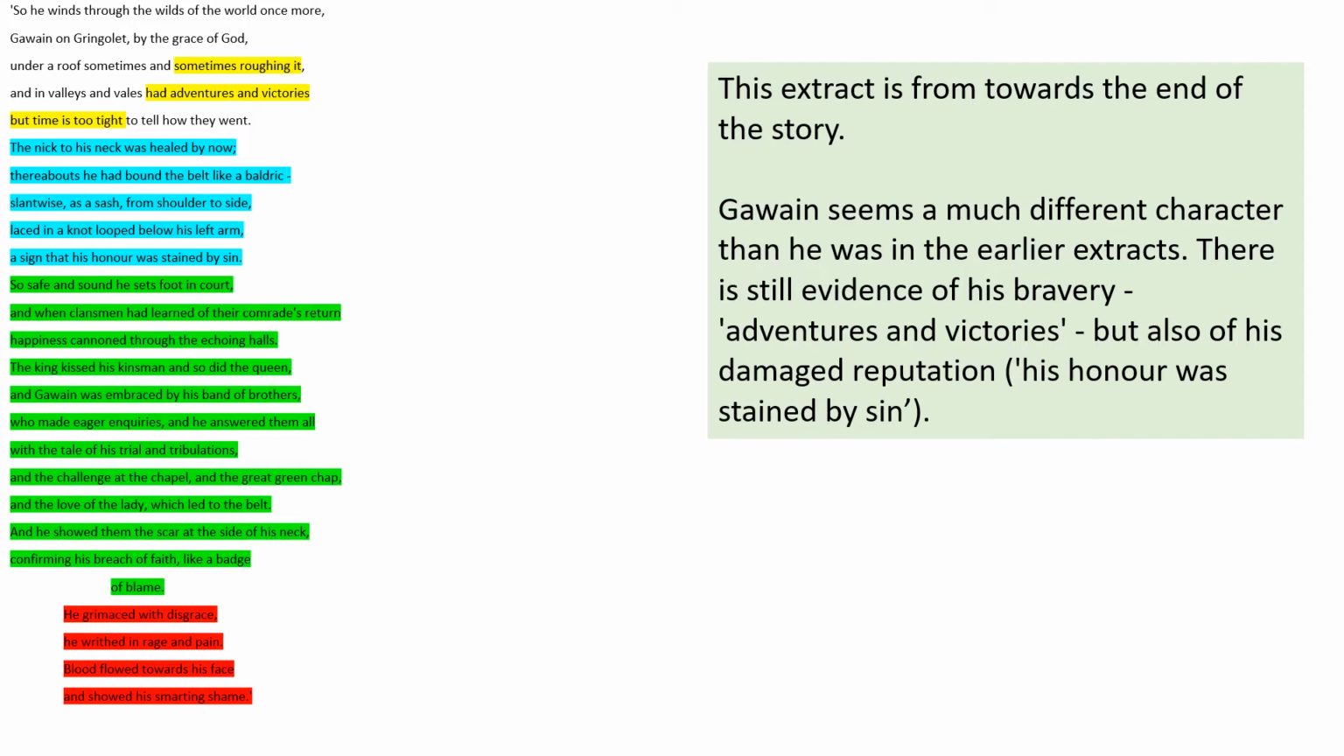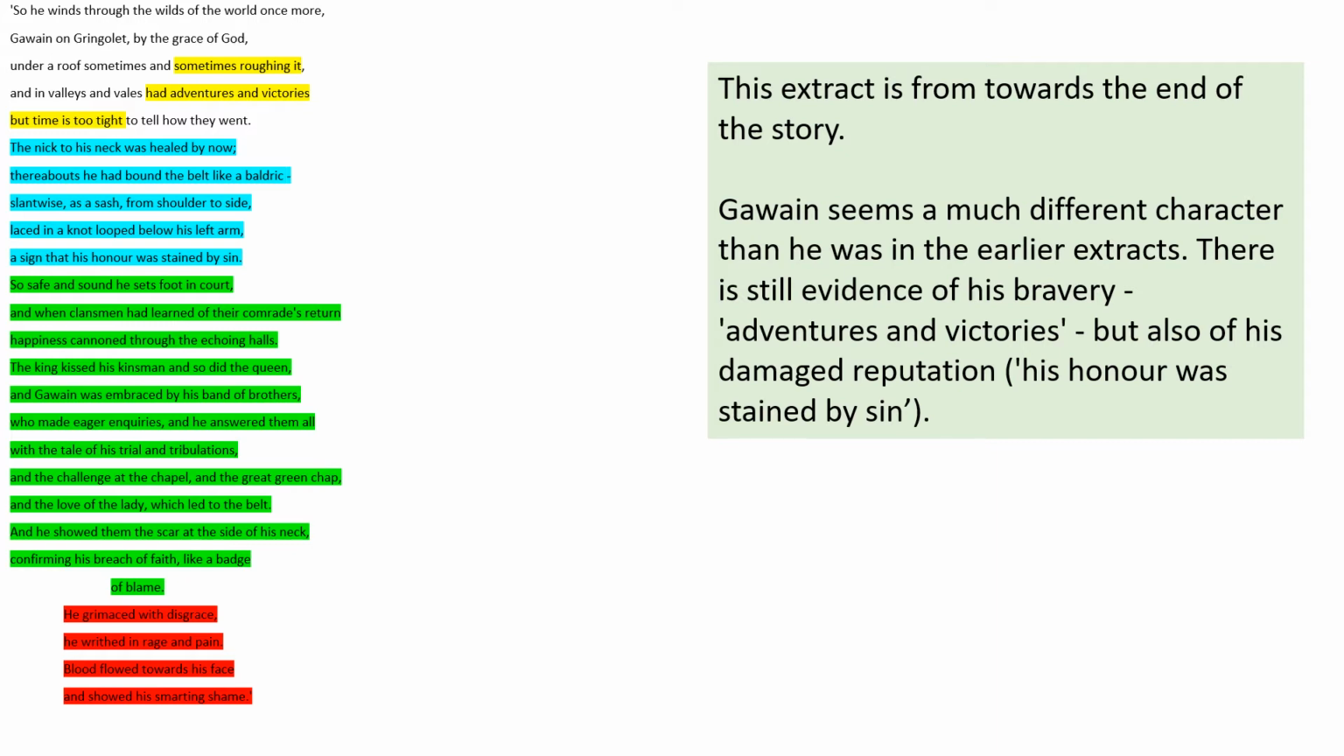So he winds through the wilds of the world once more. Gawain on Gringolet, by the grace of God, under a roof sometimes, and sometimes roughing it, and in valleys and vales had adventures and victories, but time is too tight to tell how they went. The nick to his neck was healed by now. Thereabouts he had bound the belt like a baldric, slantwise as a sash from shoulder to side, laced in a knot looped below his left arm, a sign that his honour was stained by sin.